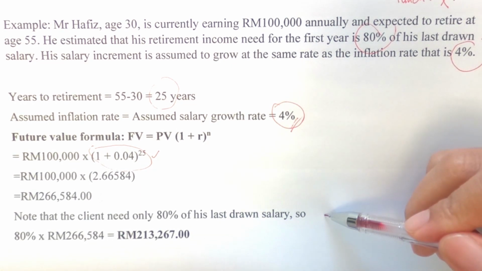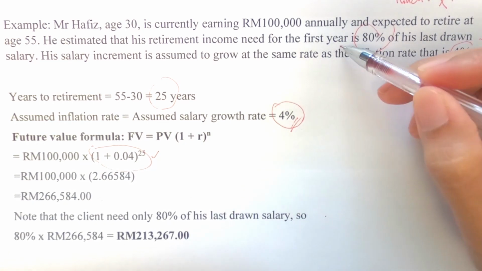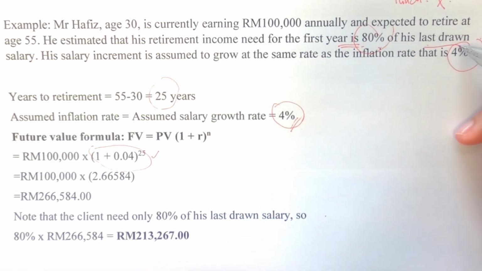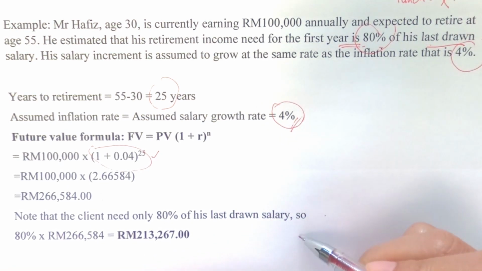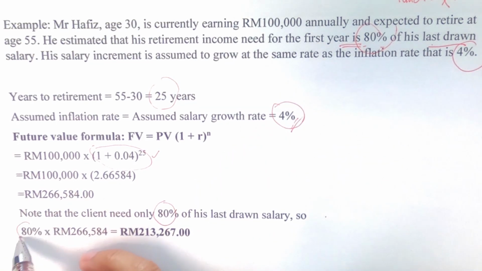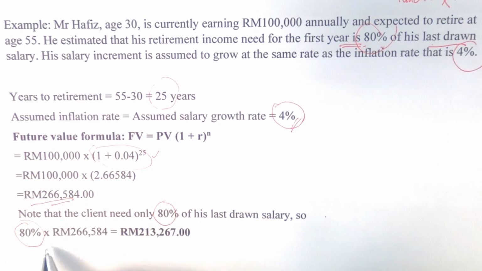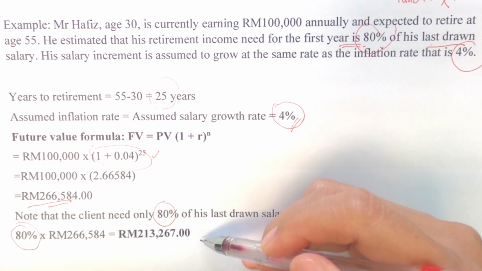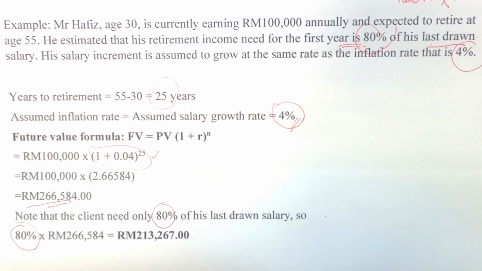In this case, we know that the first year income need is about 80% of the last drawn salary. Therefore, we will take only 80% of this figure. So 80% times 266,584, which means that this is the retirement income need for the first year, that is 213,267 for Mr. Hafiz.